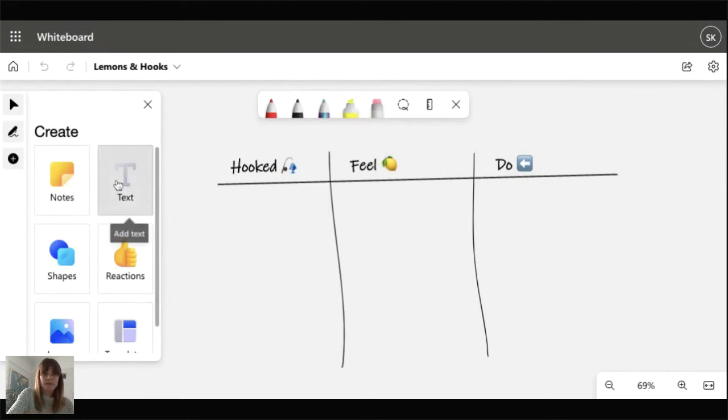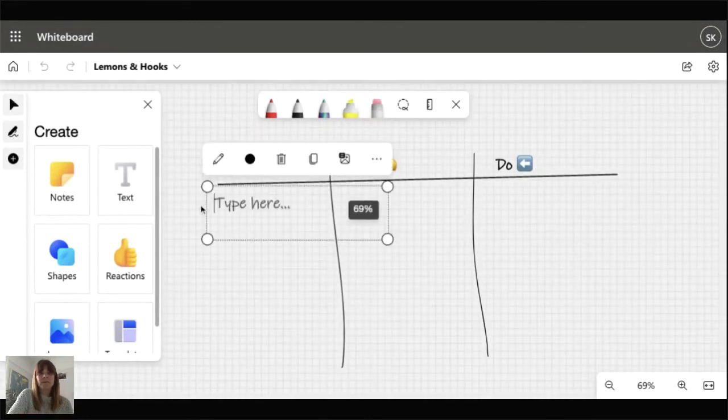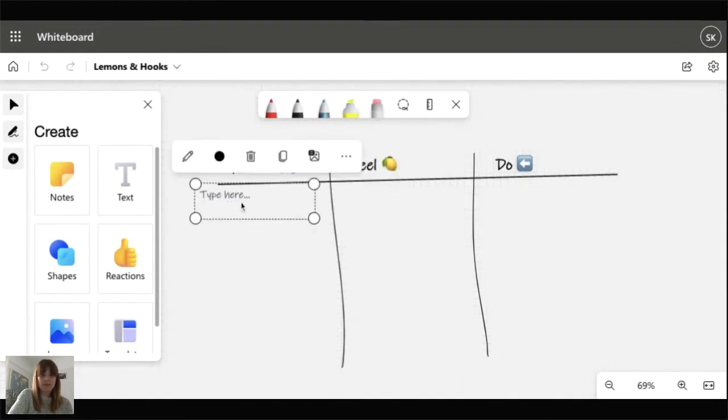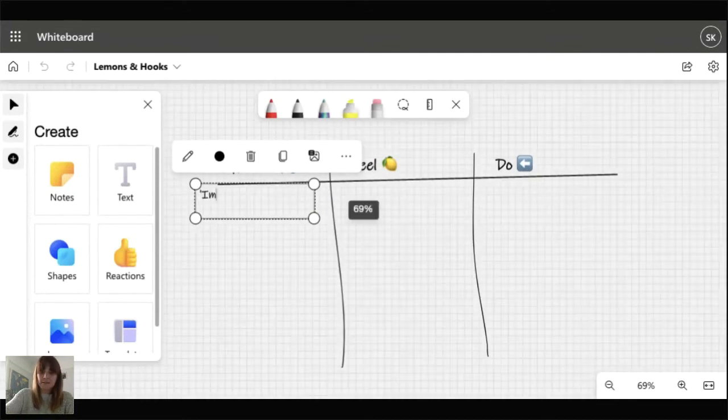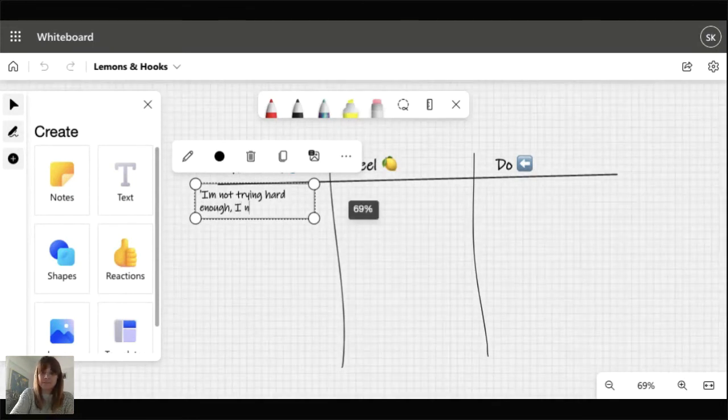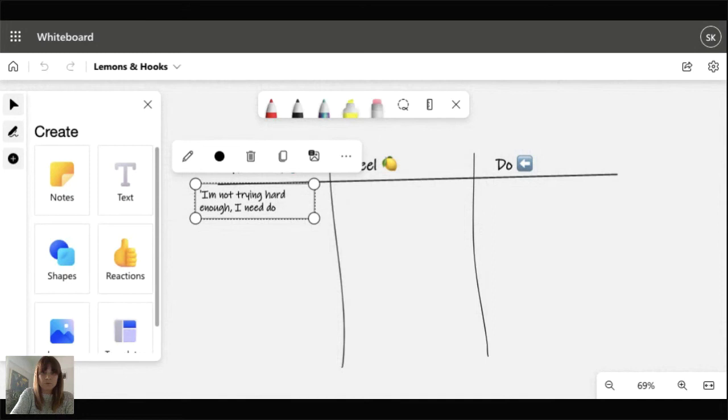So, anybody got any that they are willing to share? I can share one of mine first. So, a story that I've noticed shows up for me a lot, actually. It's a very familiar one for me, is that I'm not trying hard enough. I need to do better.